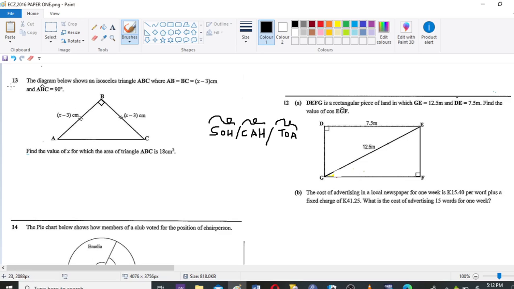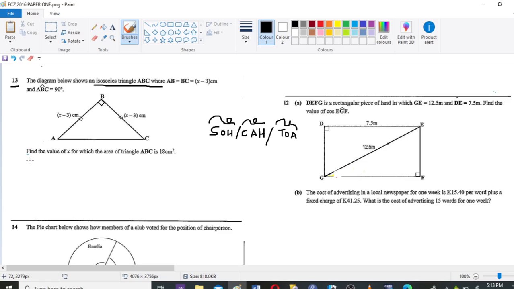So the question, that is question 13, says the diagram below shows an isosceles triangle. One thing you need to take note of is that what you are dealing with is an isosceles triangle, and you need to right away recall the properties of an isosceles triangle, right? So where AB and BC are equal, that is x minus 3 centimeters, and the angle ABC is given to be 90. Now find the value of x.